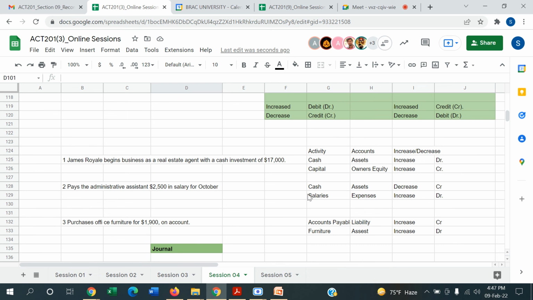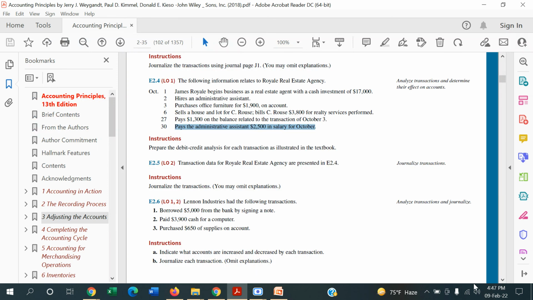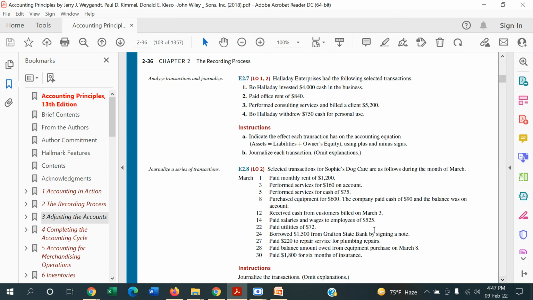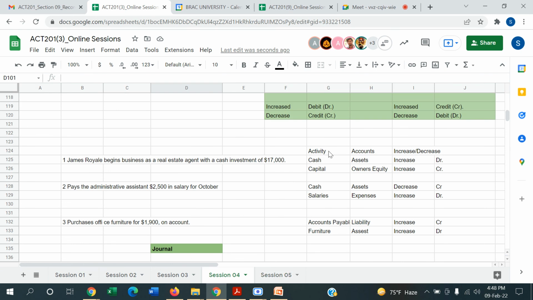In the next sessions, you have to try yourself, or practice yourself, with a problem, exercise number 2.8 from your book, page number 103 of your PDF. What you have to do is this transaction analysis. That means you need to find out activities, accounts, increase or decrease, then apply the debit credit rules.